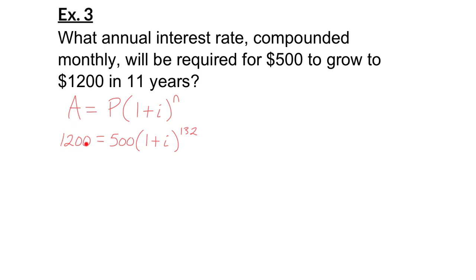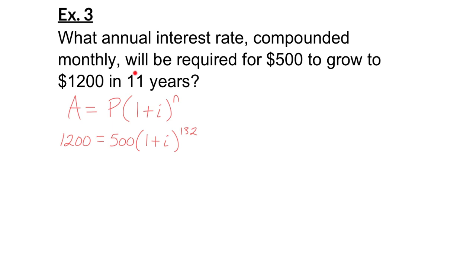A is $1,200, that's what it's going to be at the end of the time period. P is $500, that's the amount of money at the beginning of the time period. I don't know what the interest rate is, so I don't know the value of I, but N, I do know, or I can figure it out.